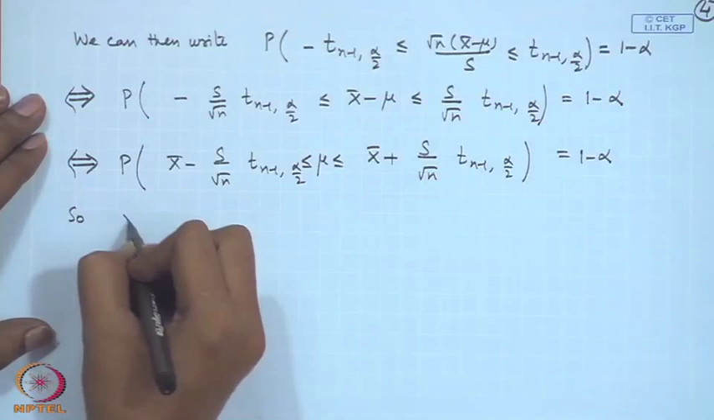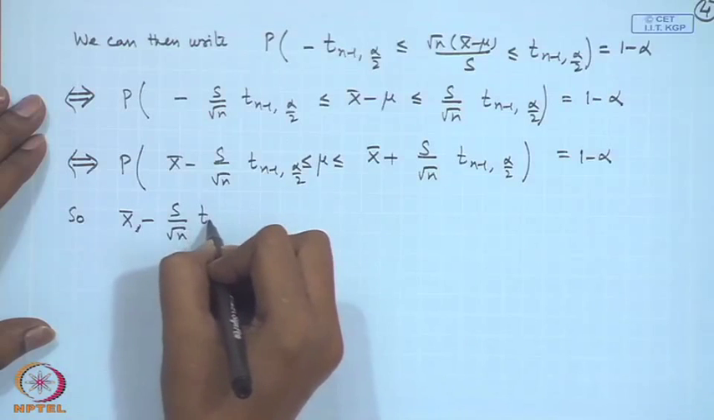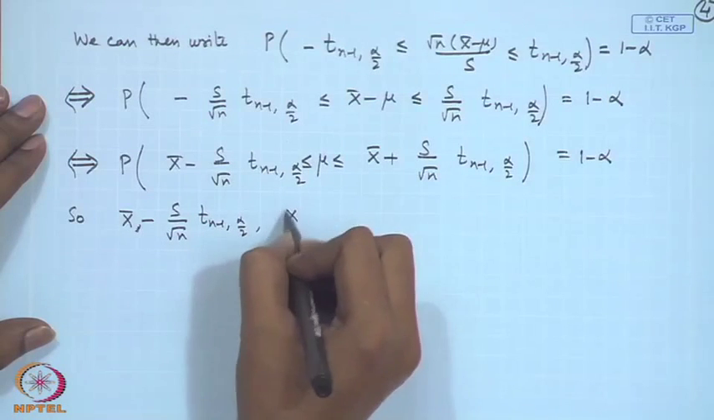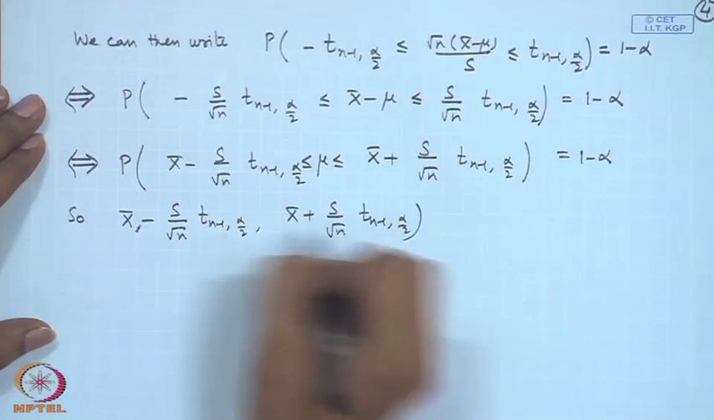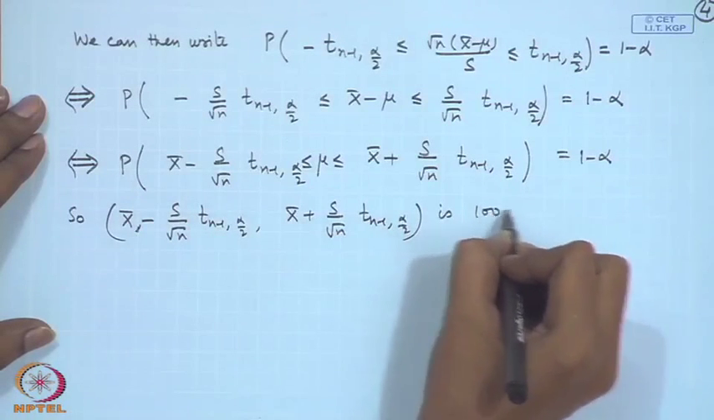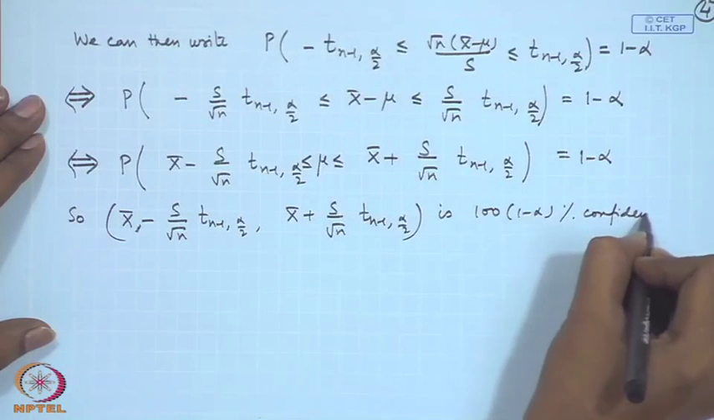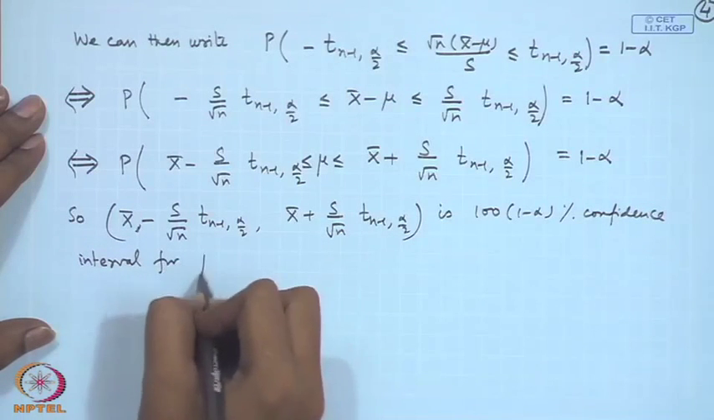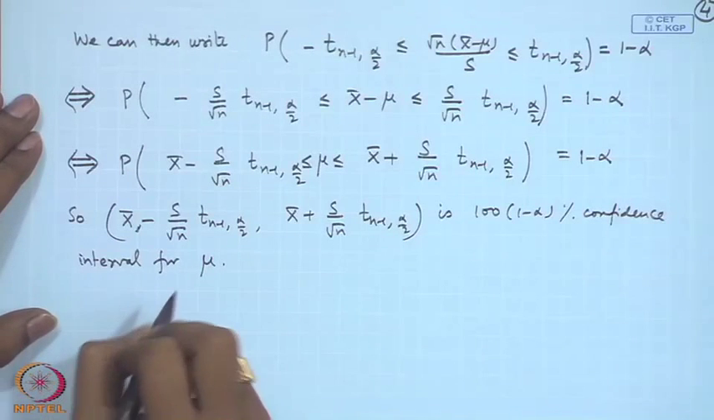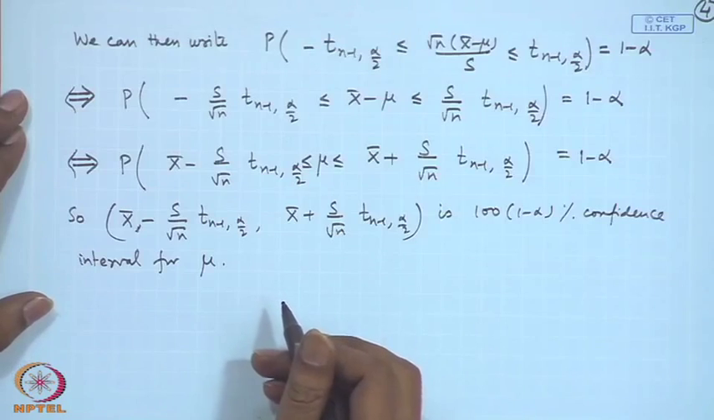So, x bar minus S by root n t n minus 1 alpha by 2 to x bar plus S by root n t n minus 1 alpha by 2, this is the 100 (1 minus alpha) percent confidence interval for mu. In a similar way, we can obtain the confidence intervals for sigma square also.